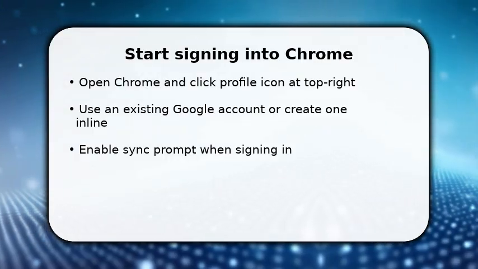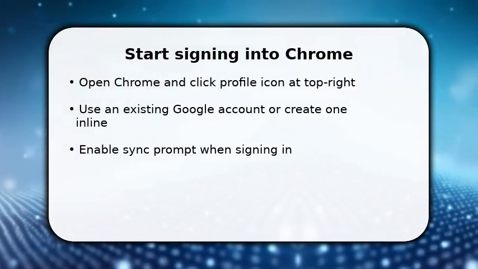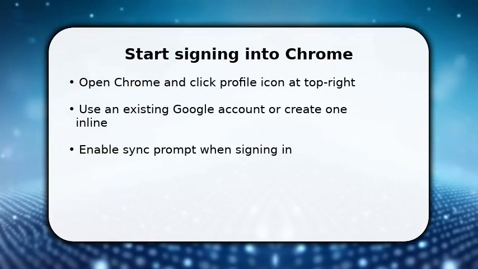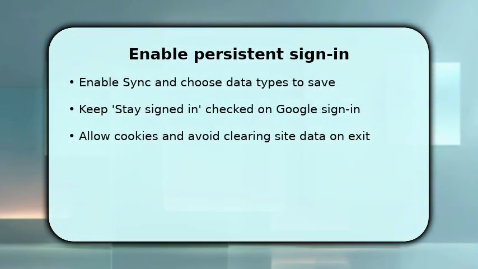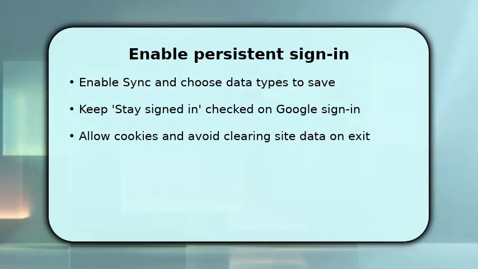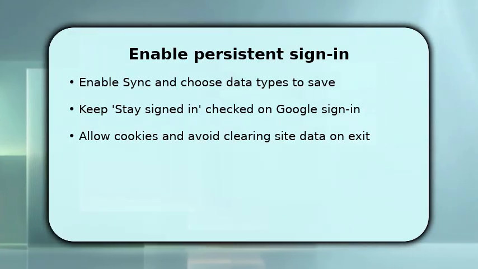This first step ensures Chrome recognizes you and prepares the browser to persist your session across restarts and devices when sync is active. Once signed in, go to Settings and Google Sync and Google Services, turn on Sync and pick what to save. You want passwords and open tabs preserved, so include them.